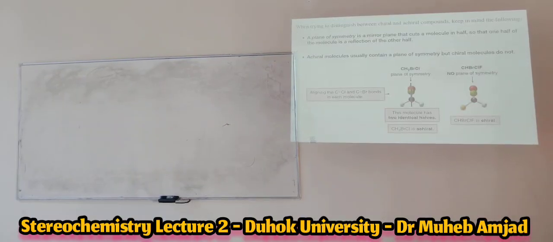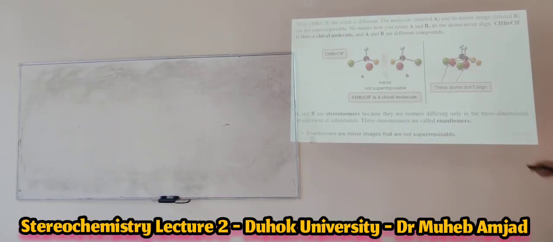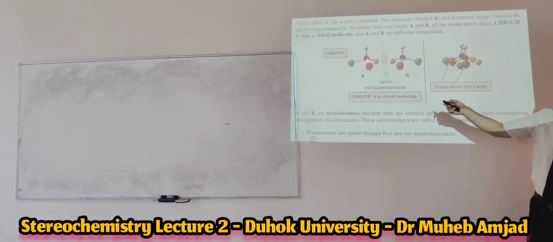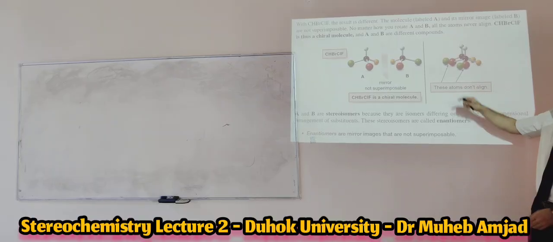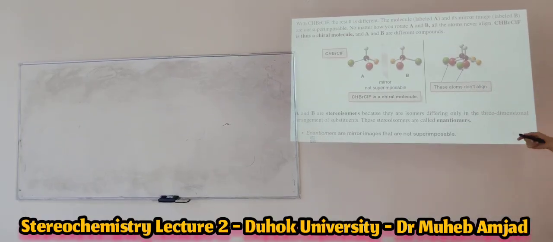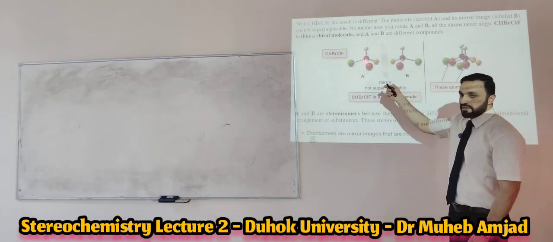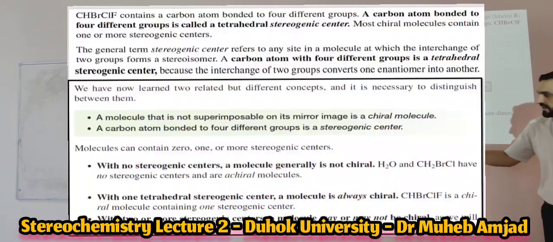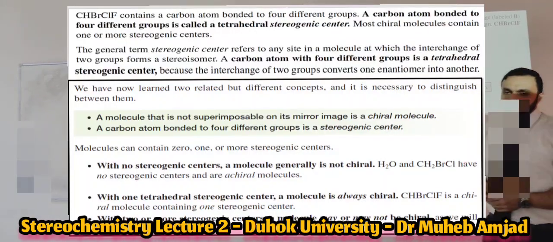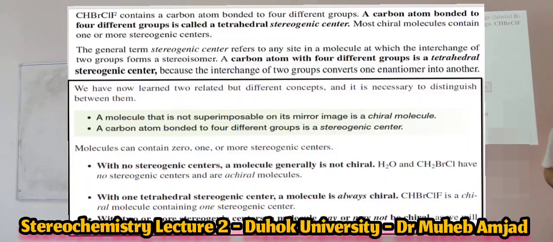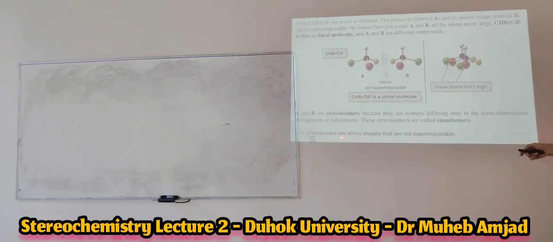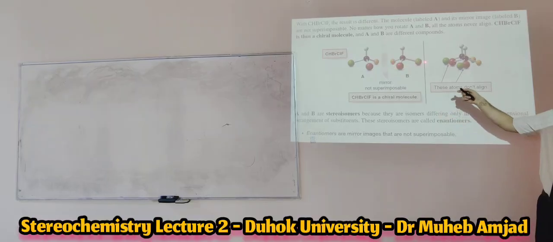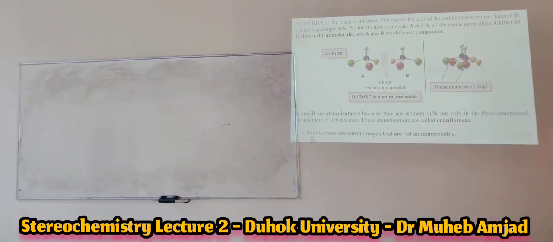The last thing we talked about was the enantiomers. We said we have two compounds. They are mirror images of each other, but they are not superimposable. And this compound, of course, has a stereogenic center, and it will be a chiral molecule. For this reason, the enantiomers are mirror images that are not superimposable. This is the short definition for the enantiomers: mirror images that are not superimposable.